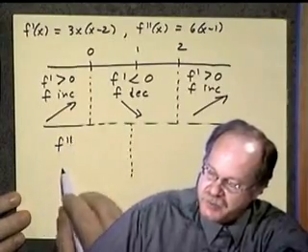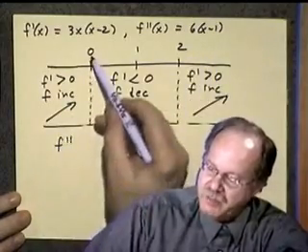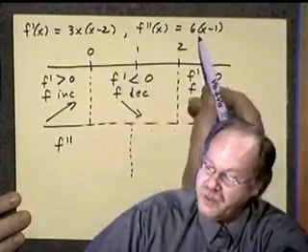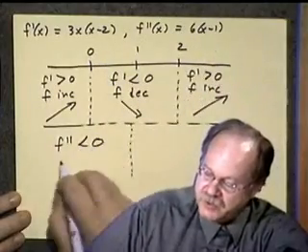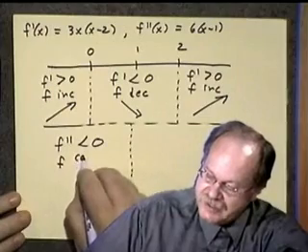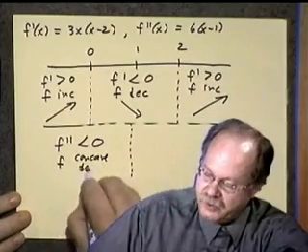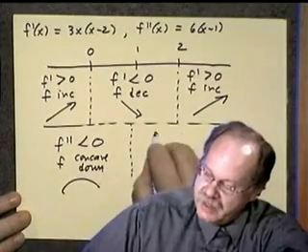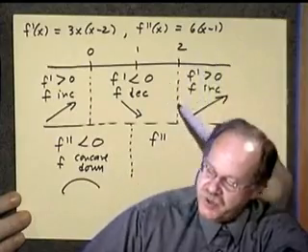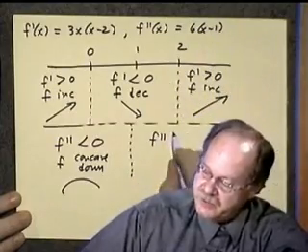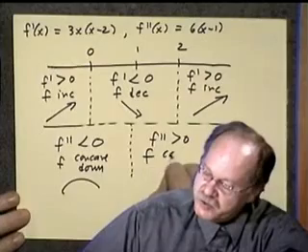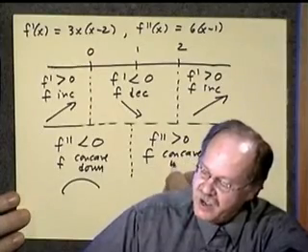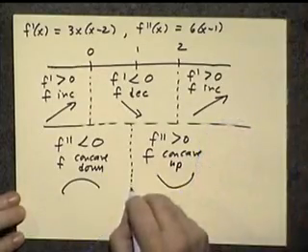So we'll look at the second derivative and ask ourselves, if we're below 1, pick an easy number like 0. This becomes negative. So that tells me the original function is concave down. And then over in this region, if we are above 1, this is certainly positive. So that tells me the original function is concave up. So it looks something like this.